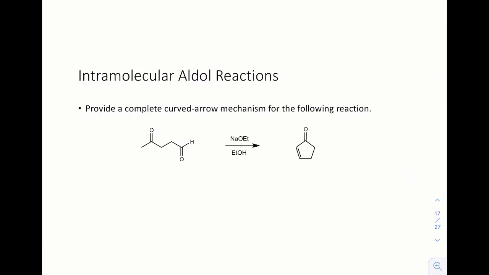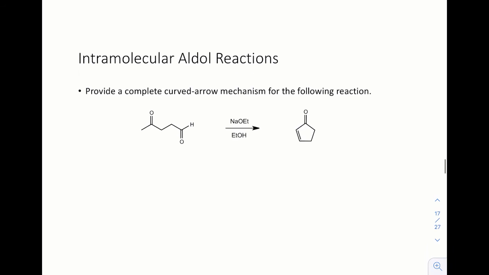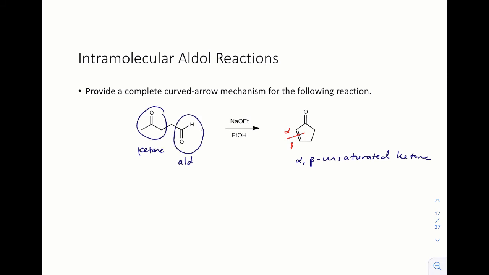Okay, here we go. Provide a complete curved arrow mechanism for this reaction. I'd say give it a shot yourself and then compare with me. We immediately identify the alpha beta unsaturated ketone product. We suspect that that was generated by an aldol reaction, and we do see a ketone and an aldehyde starting material.